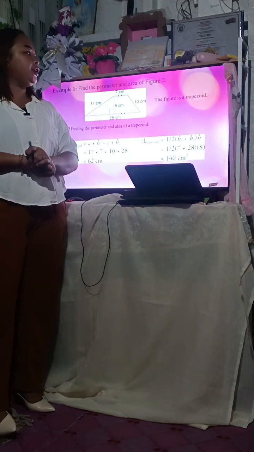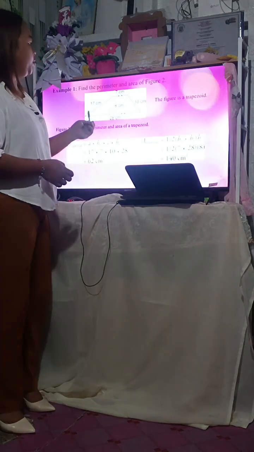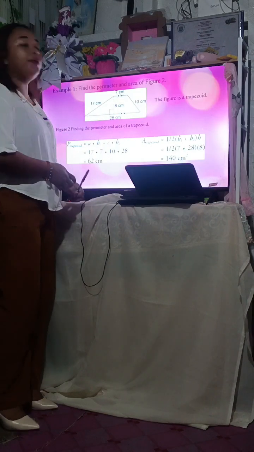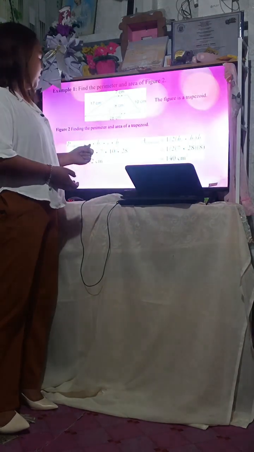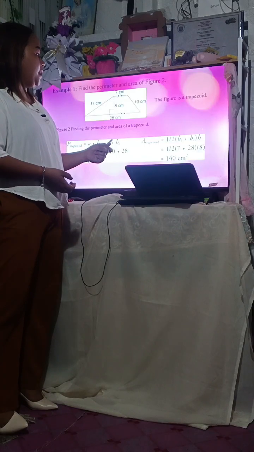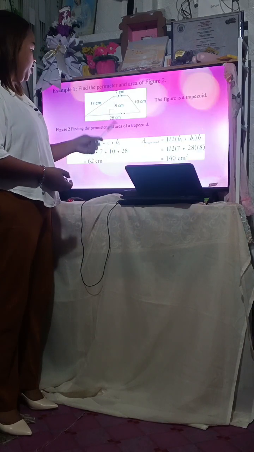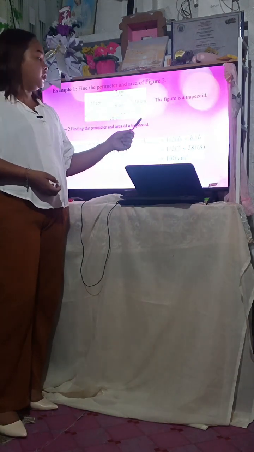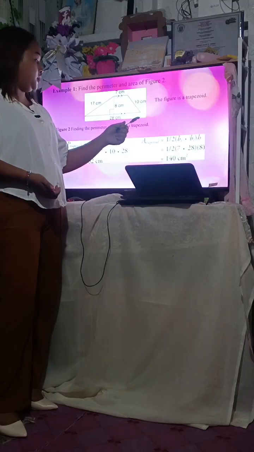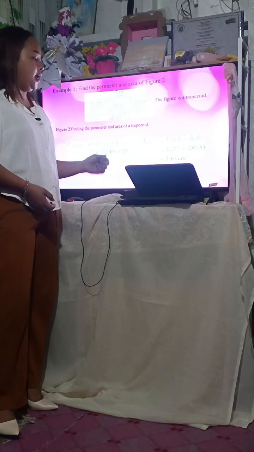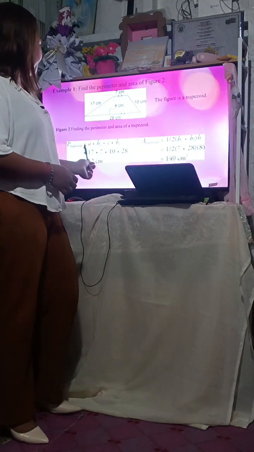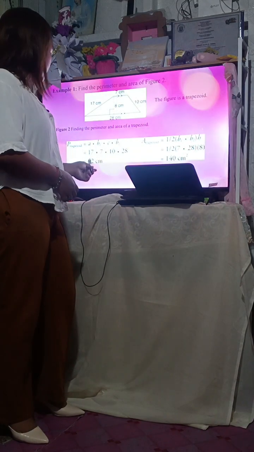So, example 1, find the perimeter and area of figure 2. So, this is figure 2. This figure is a trapezoid. So, in finding the perimeter and area of the trapezoid, we will use the formula. Our formula in finding the perimeter of the trapezoid is P is equal to A plus base 1 plus C plus base 2. So, our A here is 17 centimeters, our base 1 is 7 centimeters, our C is 10 centimeters, and our base 2 is equal to 28 centimeters. So, 17 plus 7 plus 10 plus 28 is equal to 62 centimeters. So the perimeter of the trapezoid here is equal to 62 centimeters.